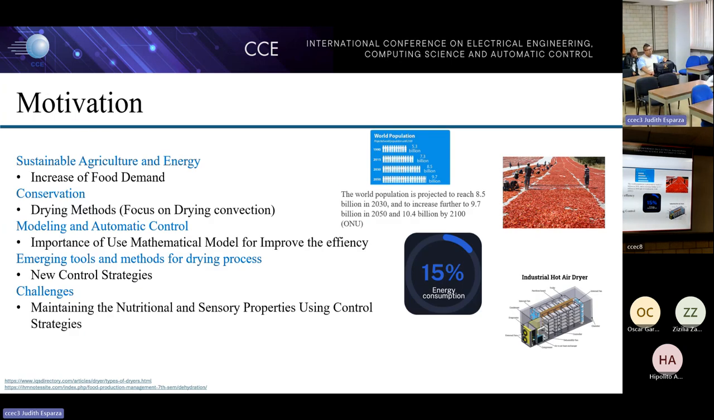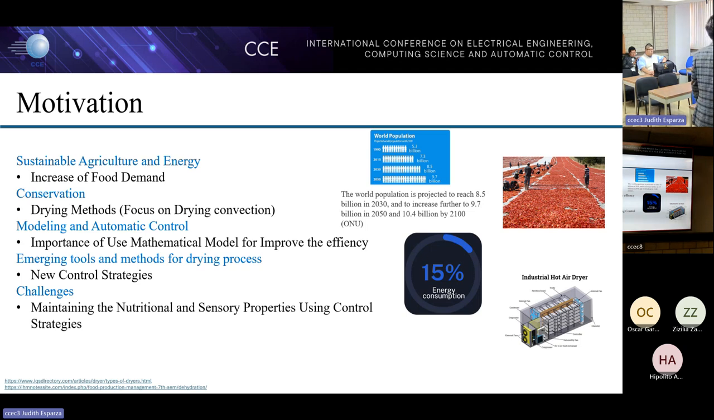The motivation of this research is the use of sustainable agriculture and energy. It focuses on the increase of the food demand, because the world population increased, so the food demand increases. Then conservation is the most important thing in this issue, using drying methods, focusing on convective drying. Modeling and automatic control are important when you use a mathematical model, because these processes are implemented as shown in this picture.